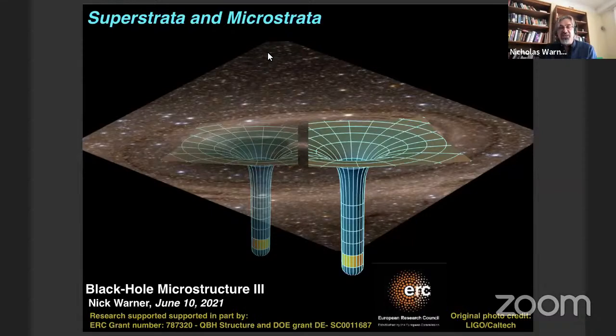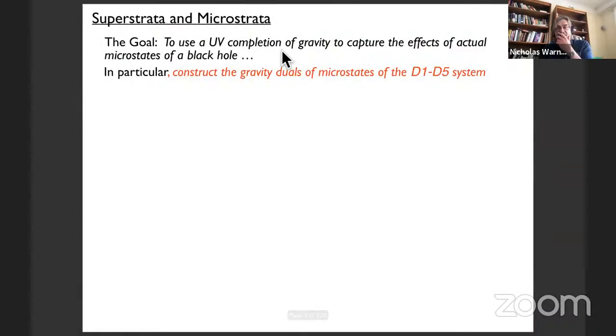So this will sort of split 60-40 or so between a global overview of superstrata and then into the newer results. So let me just start by saying, what's the basic goal?